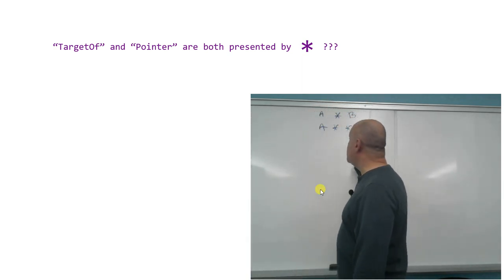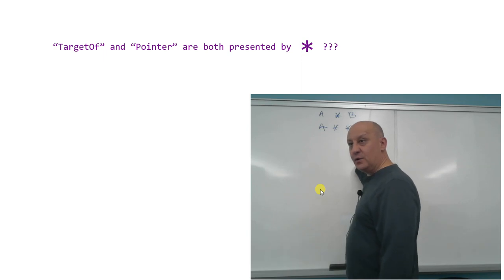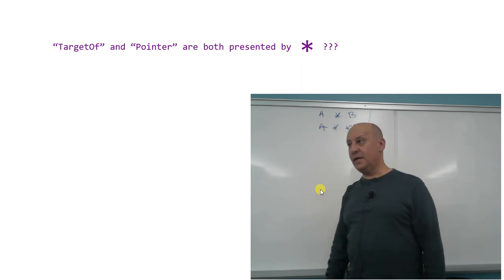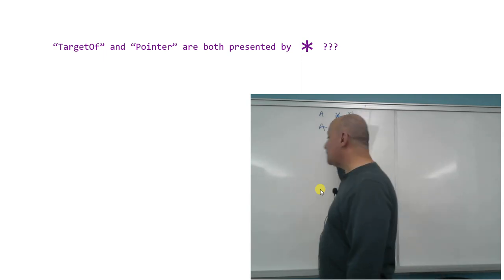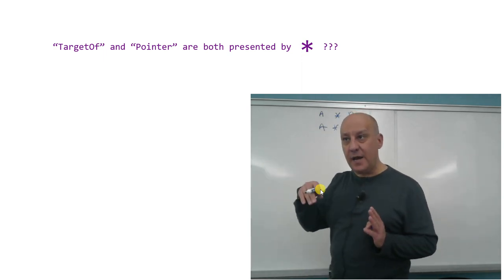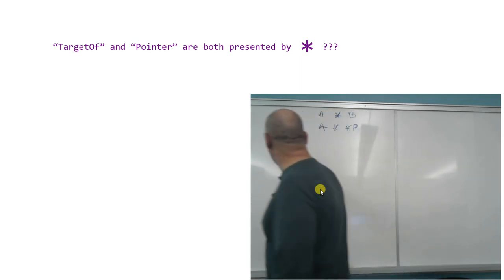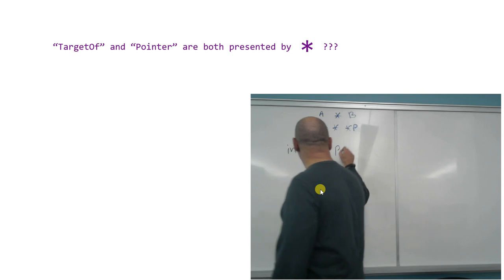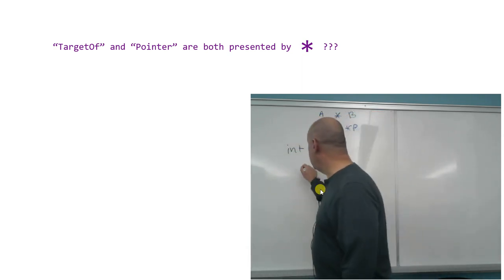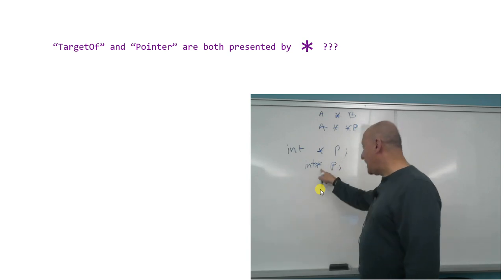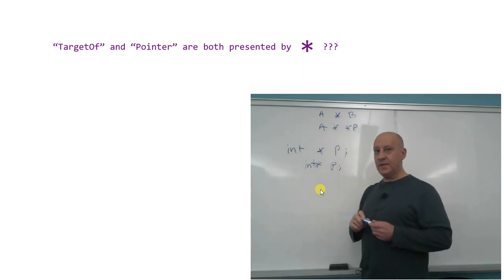That means B is a pointer, and you are saying target of. So let's call it P so you don't get confused with the other. Whenever an asterisk comes after a type, that means it belongs to the type, and together they mean pointer. So if you have int pointer p, it actually means integer pointer p. And that means pointer. Got it?